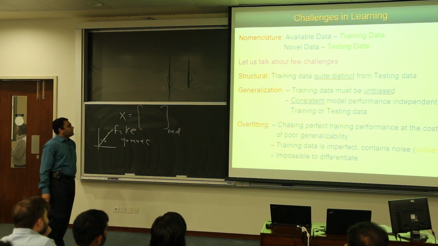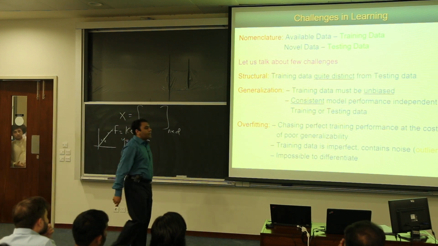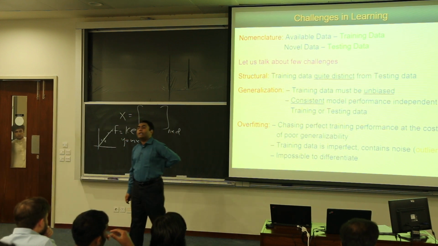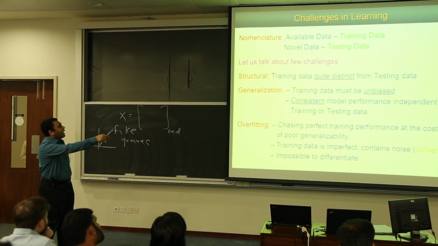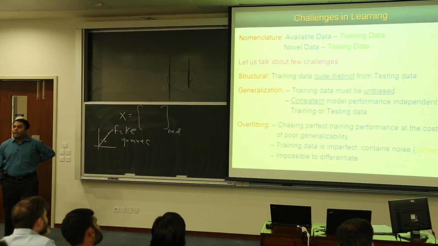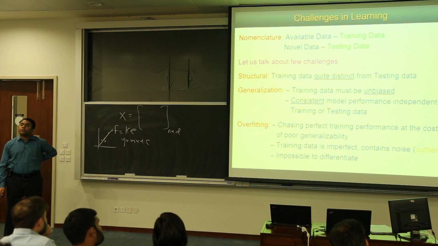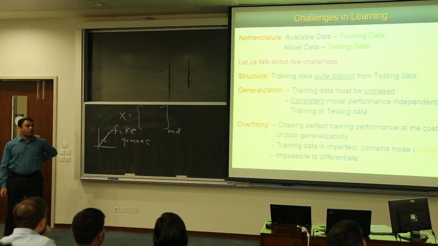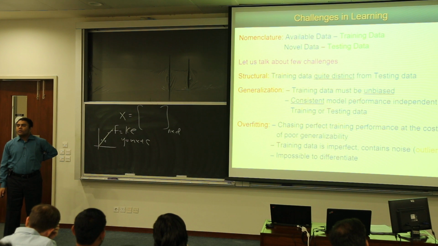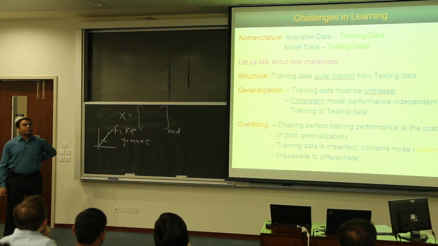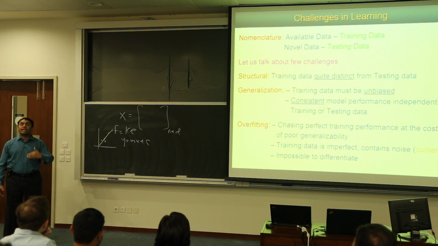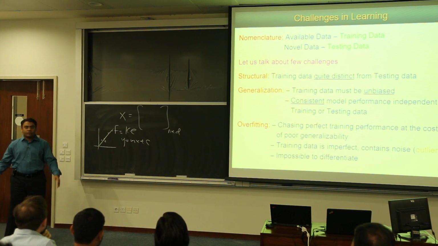There's some nomenclature that we are going to adopt. We have available data, and that's what we are going to call training data. And novel data I'm going to call testing data. These two data sets are disjoint, meaning that during learning, the testing data is not seen by the model at all. I don't want my model to have access to novel data. That's cheating. I want my model to be good enough to respond to unseen data, to respond to novel outcomes, so that we can say it has good prediction power. So that's very important.